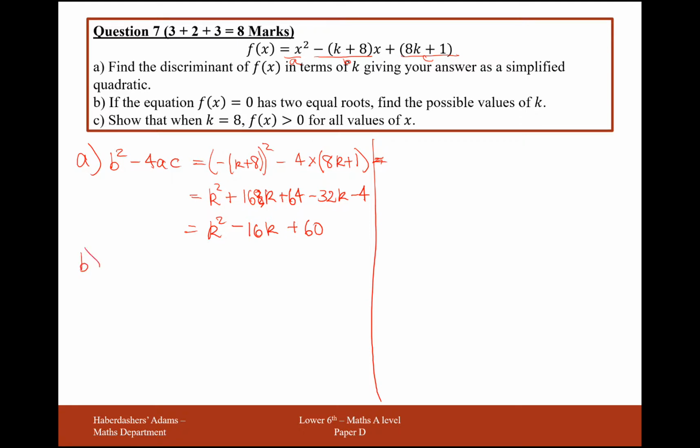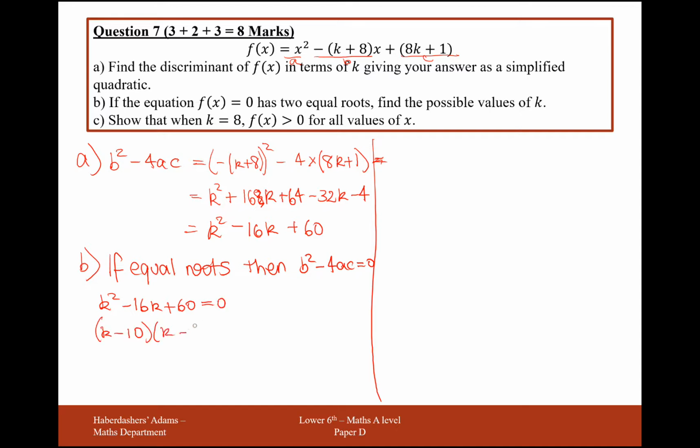Okay, great. If the equation f of x equals 0 has two equal roots, find possible values of k. So if we have equal roots, then b squared minus 4ac will equal 0. So what we want is k squared minus 16k plus 60 to equal 0. Factorize, you get (k minus 10)(k minus 6). So k is either 10 or k equals 6.